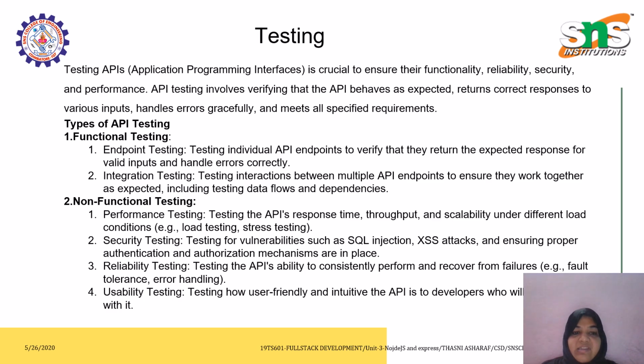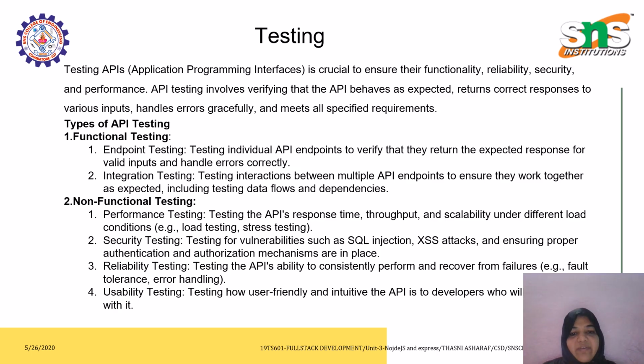In testing APIs, application programming interface testing is crucial to ensure functionality, reliability, security, and performance. API testing involves verifying the API behaves as expected, returns correct responses to various inputs, handles errors gracefully, and meets all specified requirements. The types of API testing are functional testing and non-functional testing.